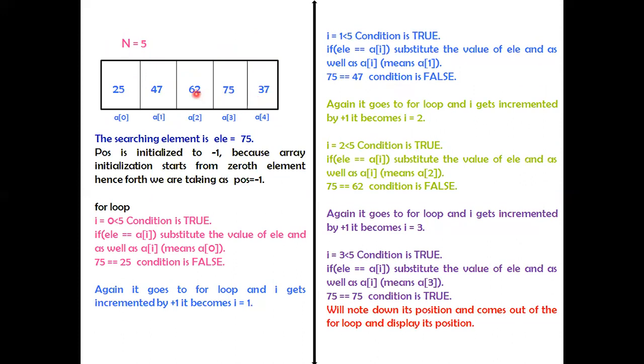Out of these 5 elements, I am interested to search 75. Is 75 there or not in the list? Of course, 75 is there in the list. 75 is present at which location? Third location. This is 0, 1, 2, and 3. Search is successful, found at location 3. Okay, it has to display that.